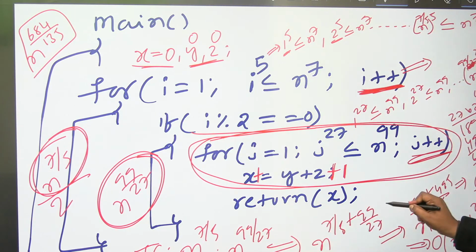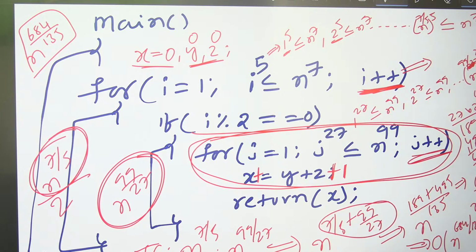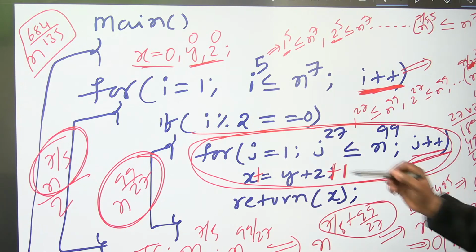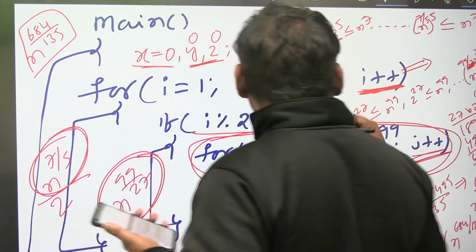Multiplication is adding powers. I added. Add properly. So it became 189 plus 495 by 135, which goes to n power 684 by 135. I hope my calculations are correct. If anything is wrong, please let me know. So this is the time complexity. I am okay, but see the value.